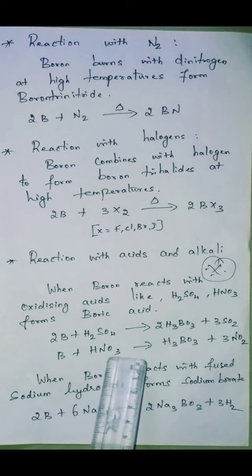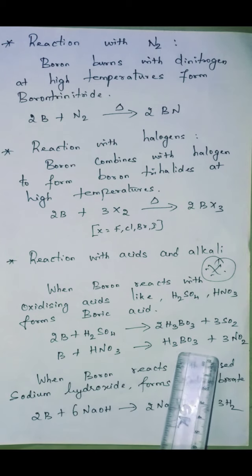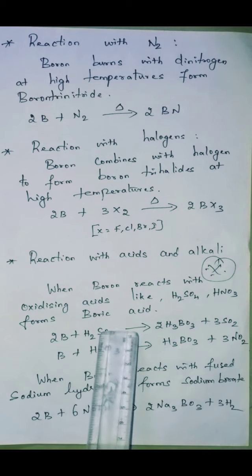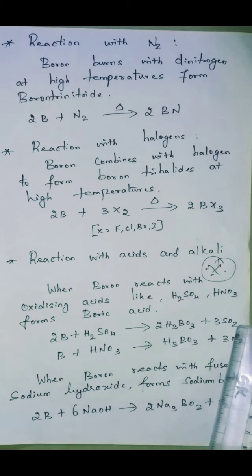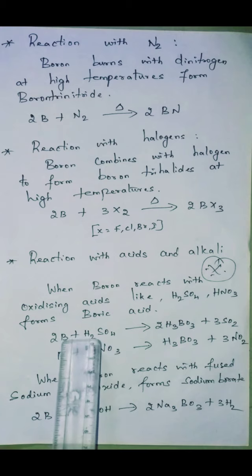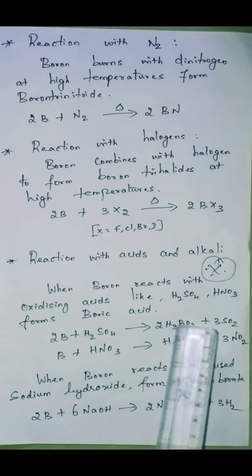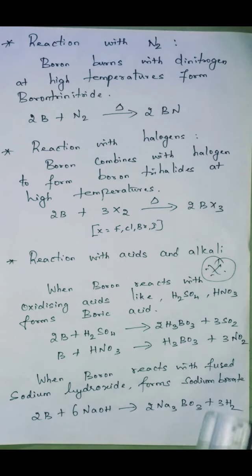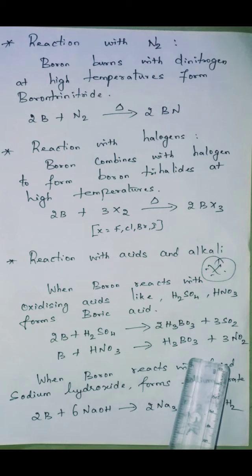When boron reacts with nitric acid, it forms boric acid plus NO2. So sulfuric acid means sulfur dioxide gas, nitric acid means nitrogen dioxide gas. But when boron reacts with the acids, first it forms boric acid. The boric acid formula is H3BO3.